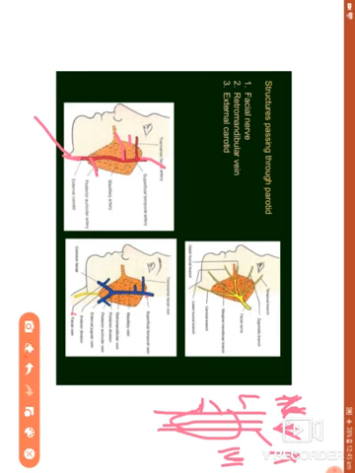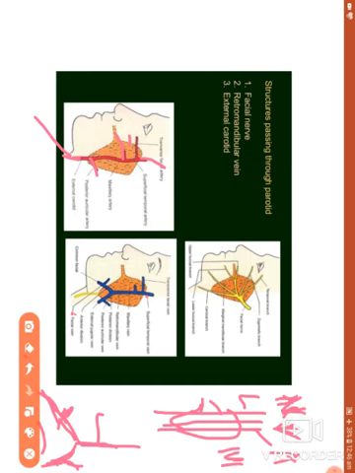So the superficial temporal vein and maxillary vein join to form the retromandibular vein. It has two divisions, anterior and posterior. The anterior division joins with the facial vein and forms the common facial vein. The posterior division joins with the posterior auricular vein and forms the external jugular vein, which finally drains into the subclavian vein.